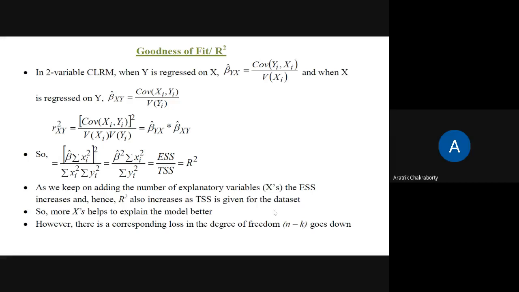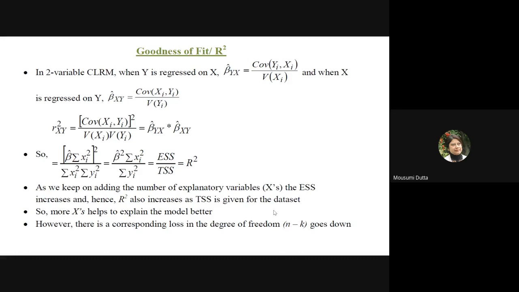As we increase the number of explanatory variables, ESS increases, and eventually ESS by TSS moves towards 1. TSS will not increase. TSS is the total variation. However, ESS cannot be greater than TSS.